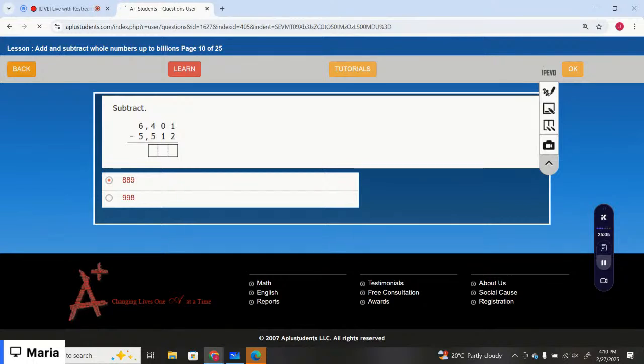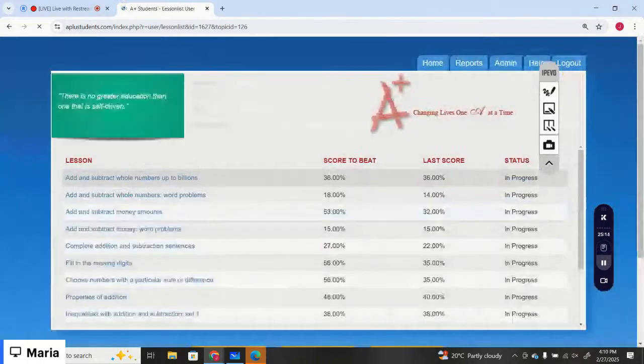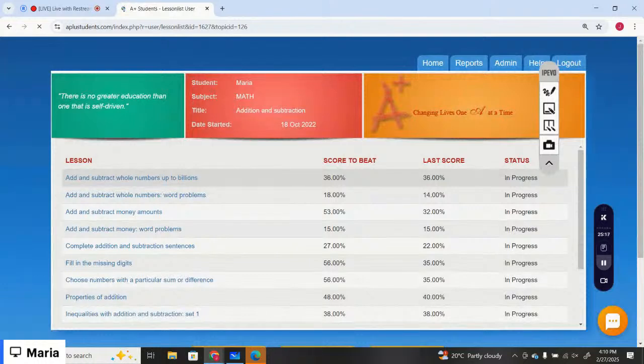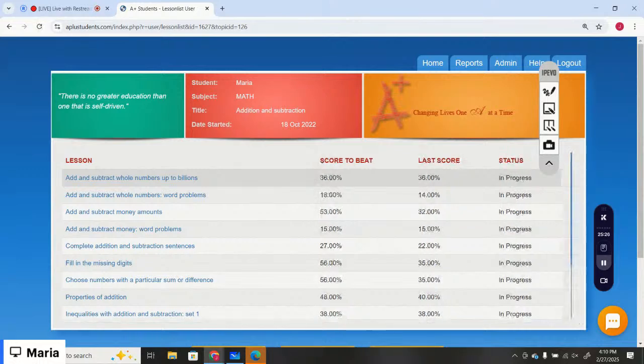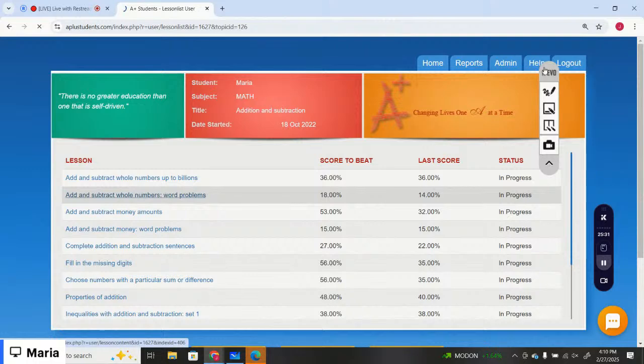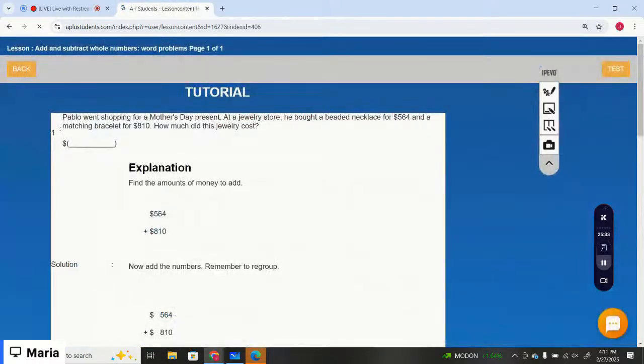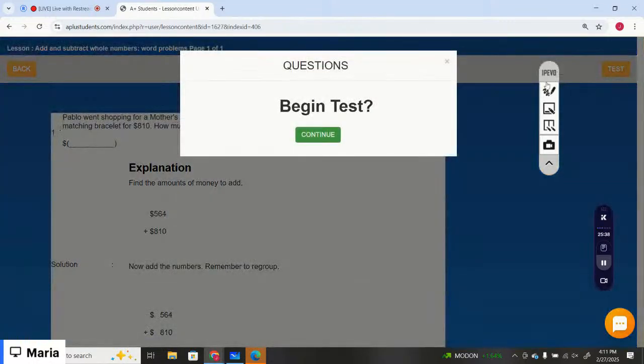Okay, we are done with the lesson. Let's just move on to next lesson. Add and subtract whole numbers word problems. Let's just start with the lesson. Let's just start with the test questions.